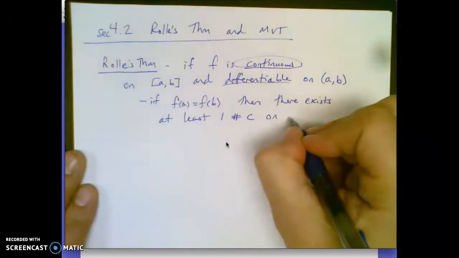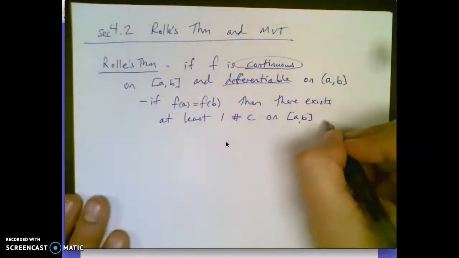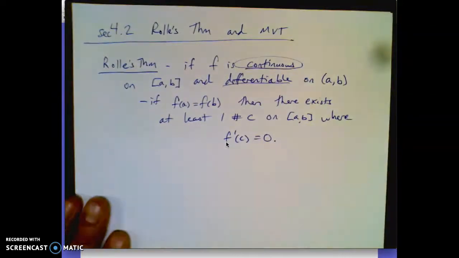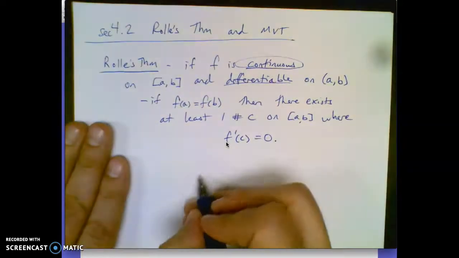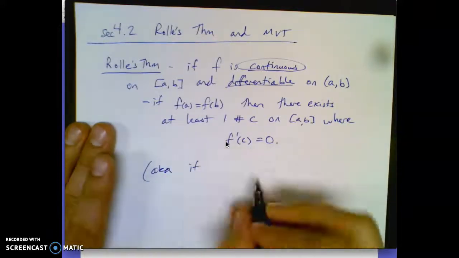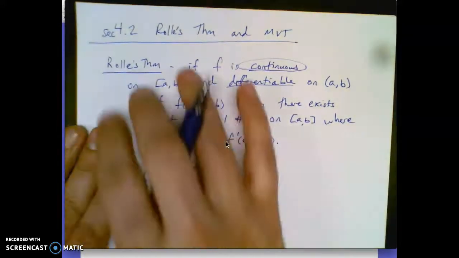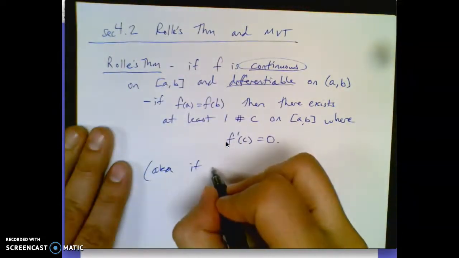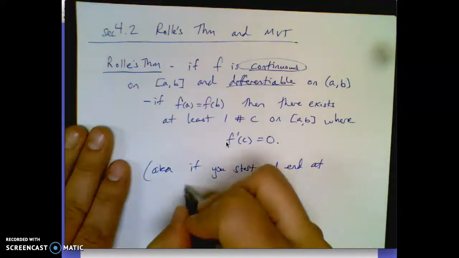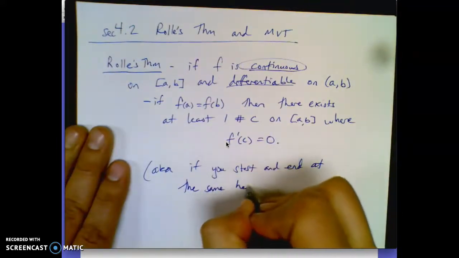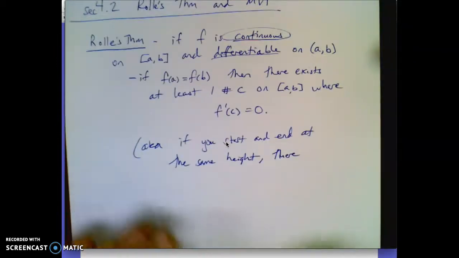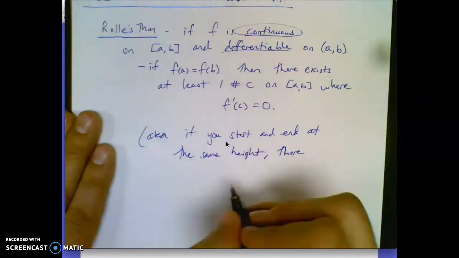c on your interval where the derivative evaluated at c equals 0, which is a really fancy way of saying, if you start at the same height, let's turn this into more plain language, but you should be able to read the math language too. This one's written in Mathlish, we're going to write it in English. If you start and end at the same height, there must be at least one max or min in between those points, in between your endpoints.